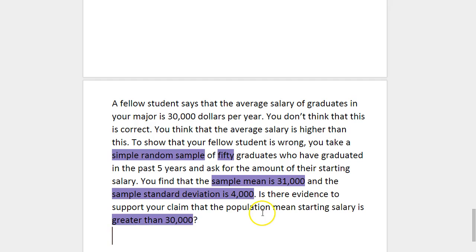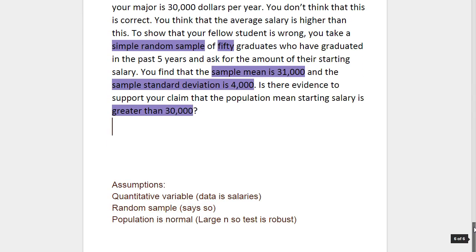Also, it's telling us to test for a mean salary that is greater than 30,000, so that will be what we will use in our alternative hypothesis. So step one is looking at the assumptions. We need to have quantitative data, and we do. This is salaries, and salaries are numbers, so we have quantitative data.